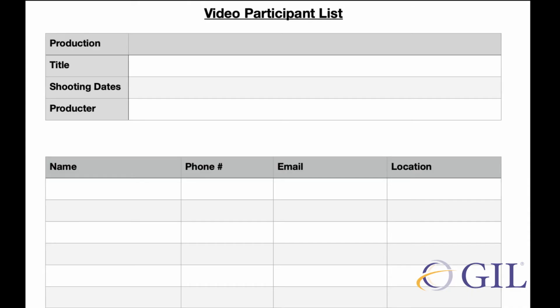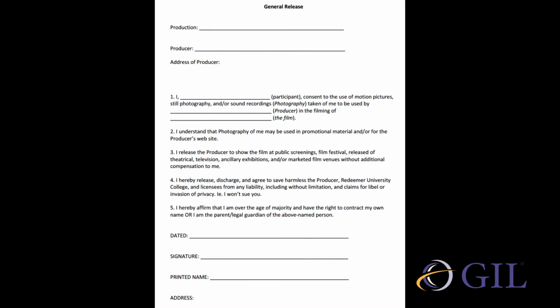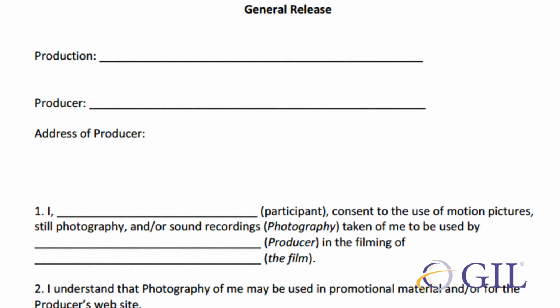It's important that you have a source where you can collect all this information about the people you're interviewing. This includes their phone numbers, addresses, and some information to remind you who they are and why they're important to your video. A release is simply an agreement that your participants sign to allow their images, their audio, and their content to be in your video.